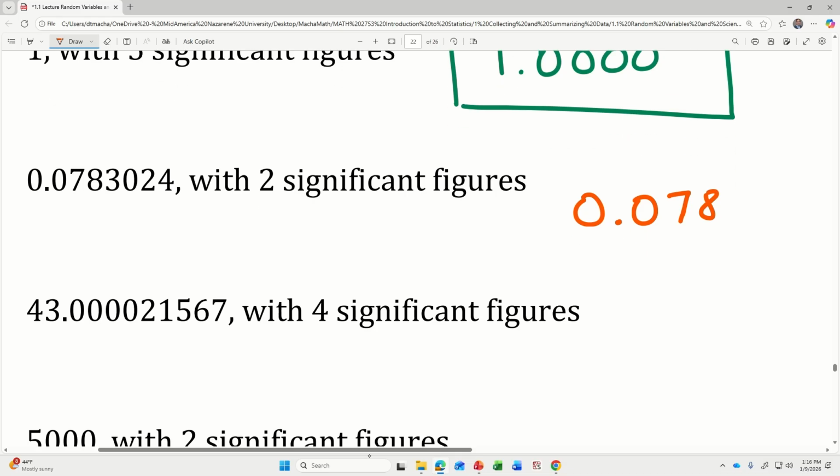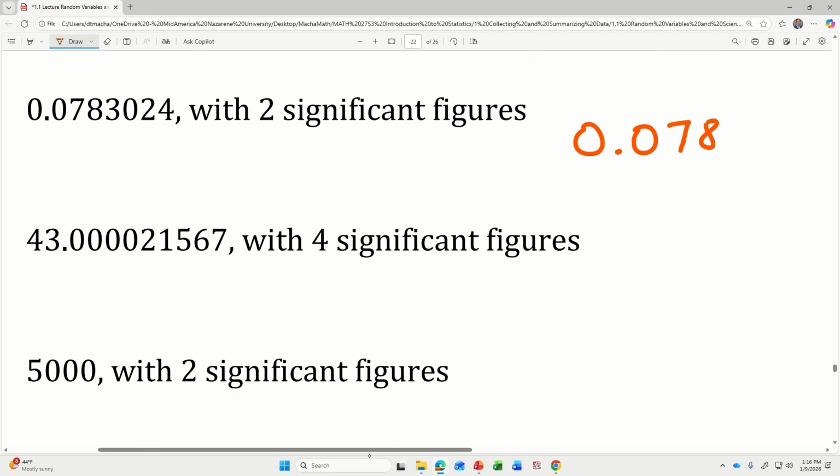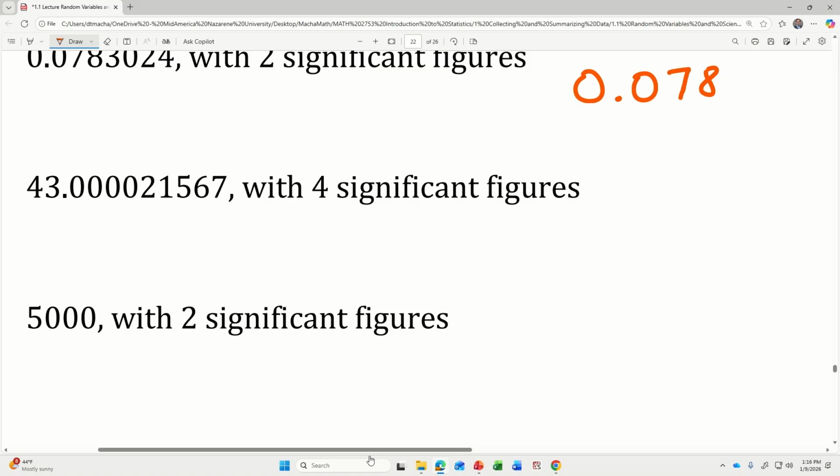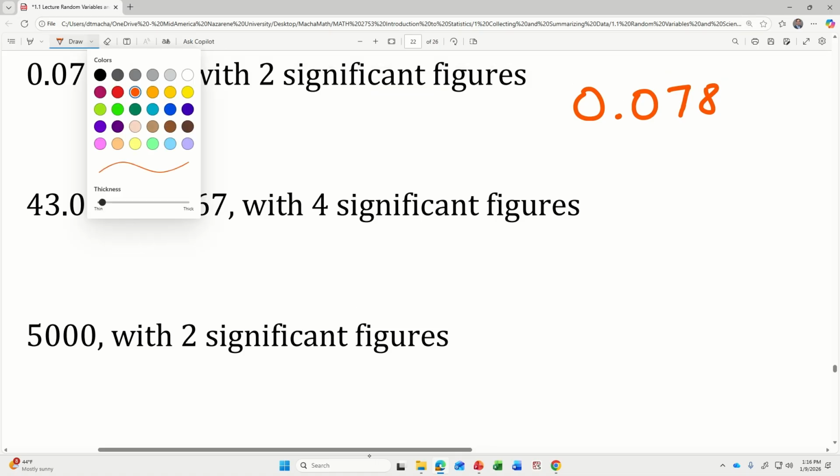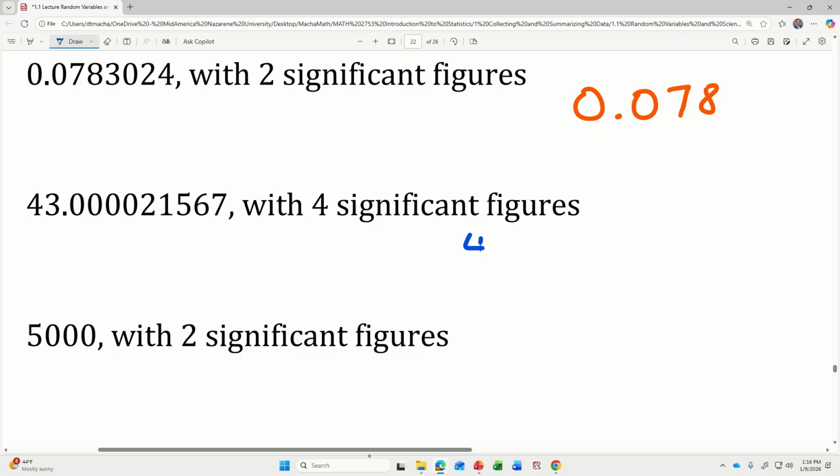All right, the next one is 43.00002157 with 4 significant figures. What's that going to be? Would just be 43.00. Perfect. So remember the 0.00, those are significant figures. It is communicating that we know this with precision. I can't stretch it out to get to the 2, otherwise I would have like 7 sig figs.